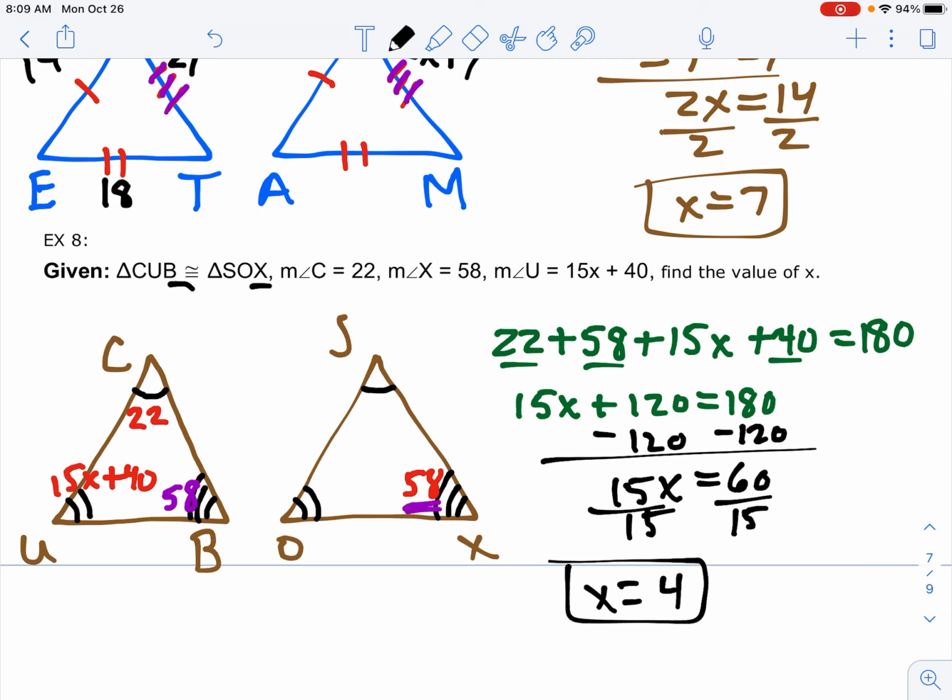All right, so the important part is being able to mark our picture and then label our picture accordingly. Use the letters in the order they're given and draw your picture in a pattern so that they stay consistent. All right, we're going to do some practice.